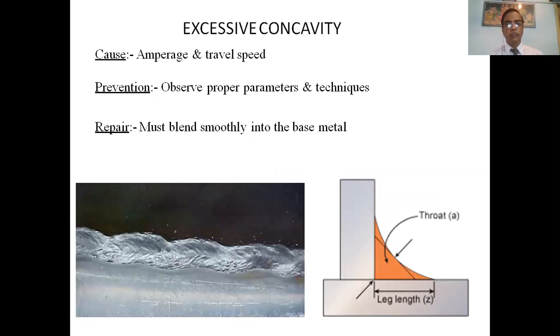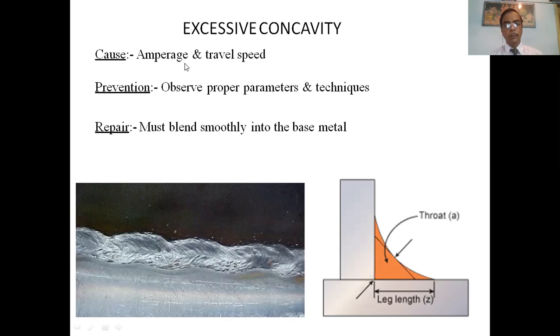Excessive concavity. This is concavity. This is what it should be, and this is concavity. Just see this figure. The causes are amperage and travel speed. This is why there is excessive concavity. Amperage should be controlled, and travel speed also should be controlled.